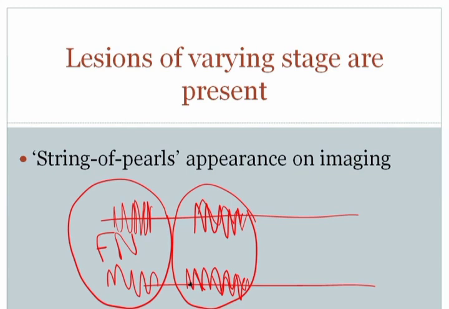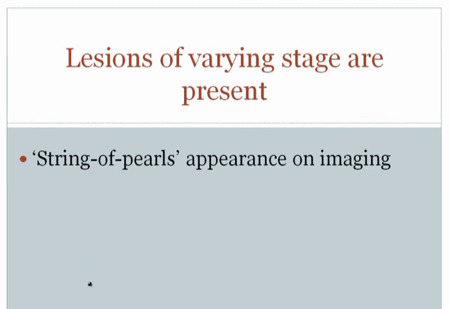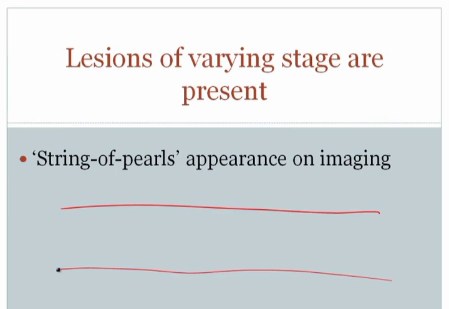Now, one of the interesting consequences of this varying degrees of disease along a single artery is that we often get something called the string of pearls appearance on imaging. So let me briefly explain this. Basically what happens is you've got this long blood vessel with lesions of varying stage. So for example here might be transmural inflammation with fibrinoid necrosis, and that would be an early lesion, so let's just label that with E. And then in another area, you're going to get dense fibrosis, like this.